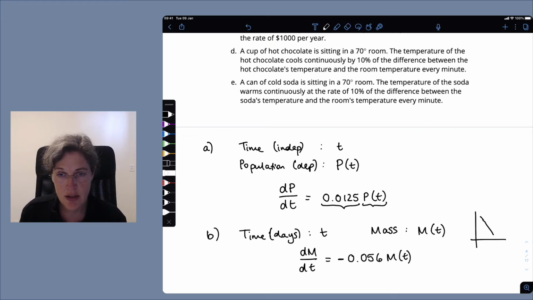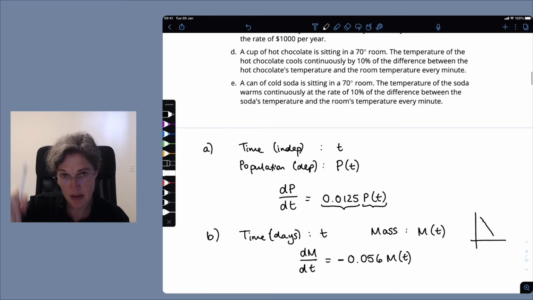And again, you can check that this will actually be negative because mass is positive, 0.056 is positive, so with our negative sign, we've got something that's decreasing.